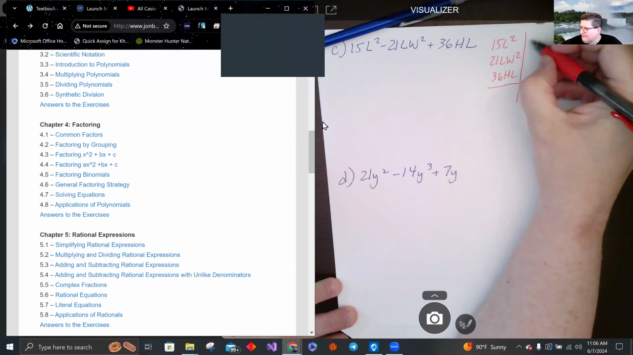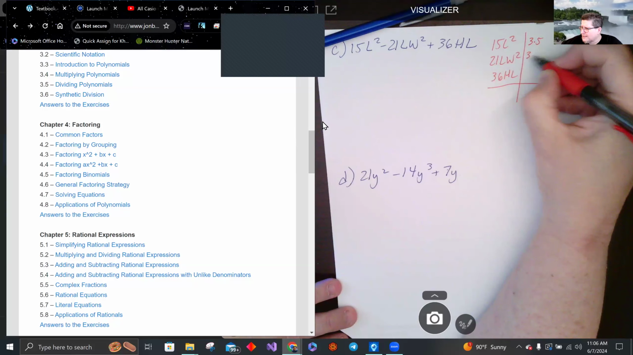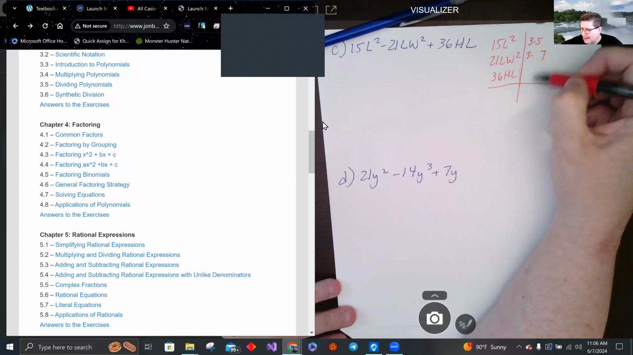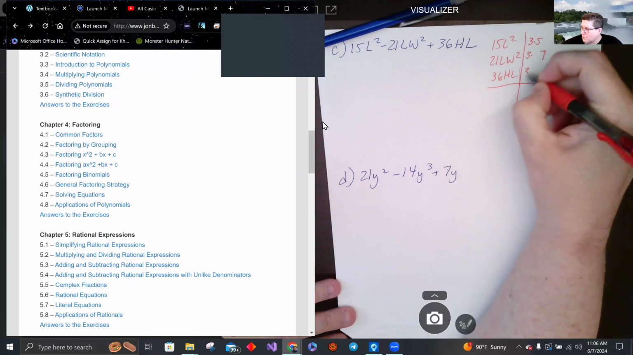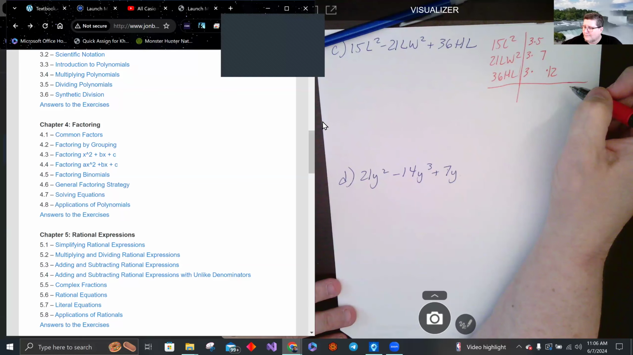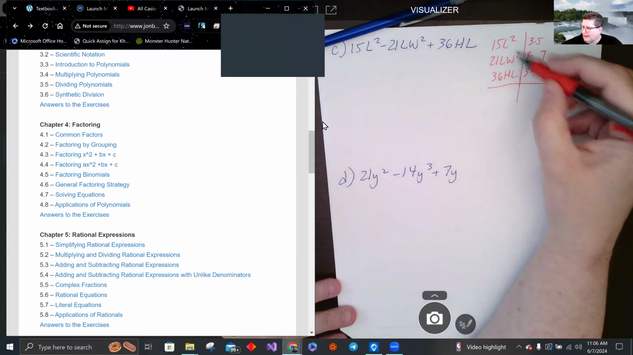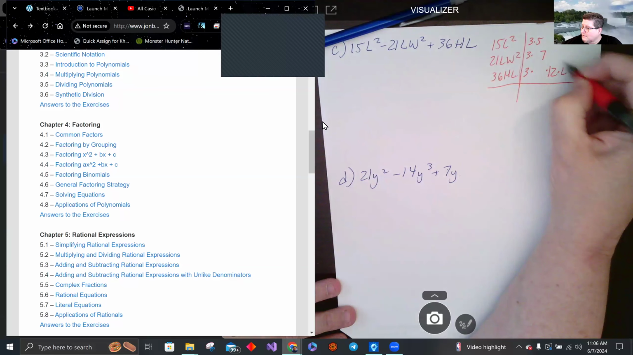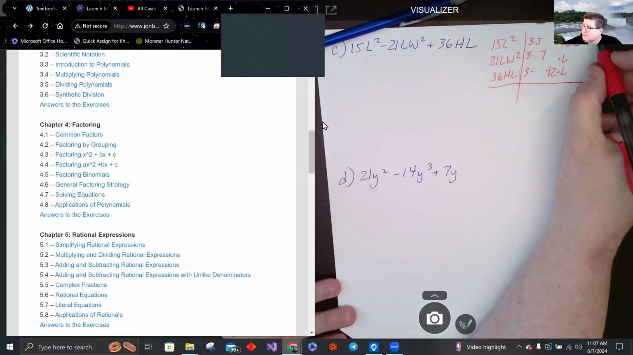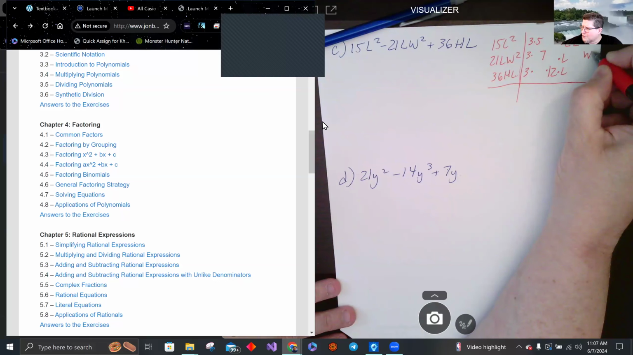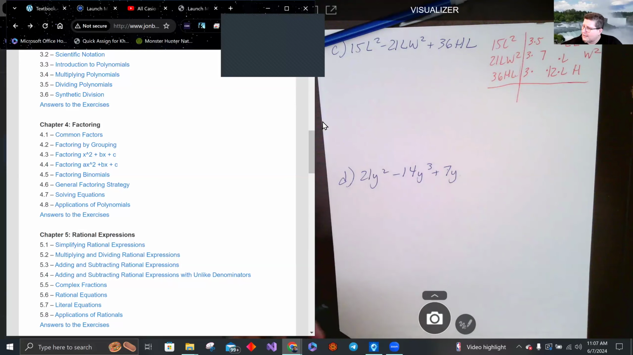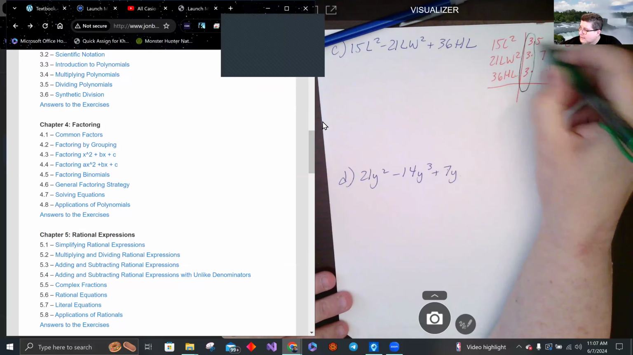Fifteen is 3 times 5. 21 is 3 times 7. Looks like the only thing I could possibly have in common here is a 3. And 36 is 3 times 12. Then I look for L's. These each have an L. And the top one has another L. This has a W squared and this has an H. And the only things I see in common are the 3 and the L.